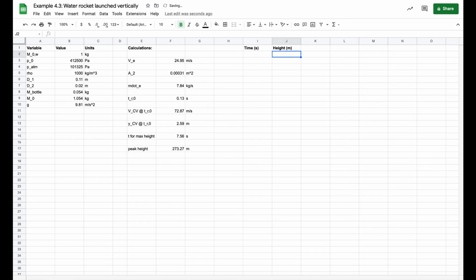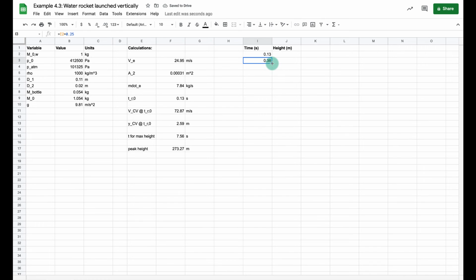So for time, we know our equation is only valid for after the water runs out, the last expression that we had there. So we'll make this first time equal to TRO, okay? And then for each of the subsequent ones, in this cell I can just say equals the value of the cell above it, and then plus 0.25, let's say. So I'll go up by a quarter of a second for each time step here.